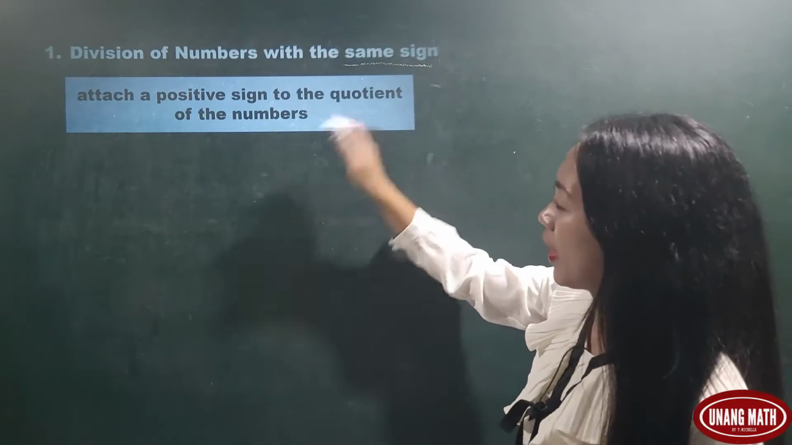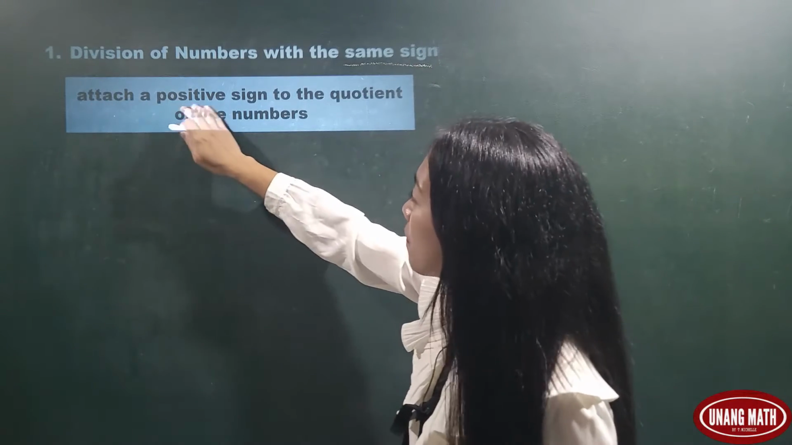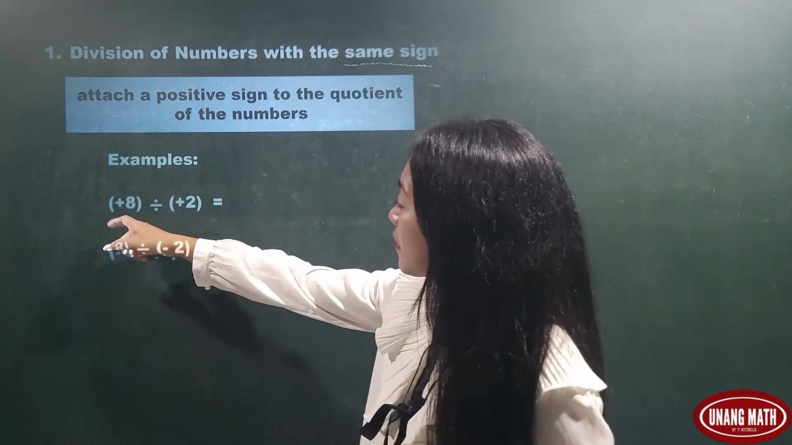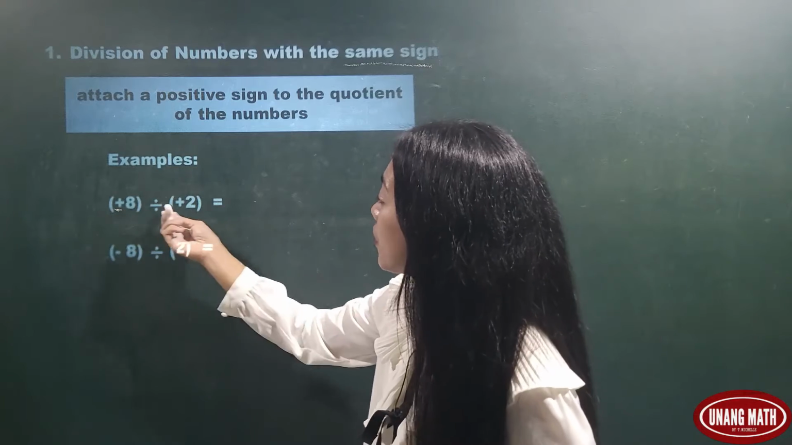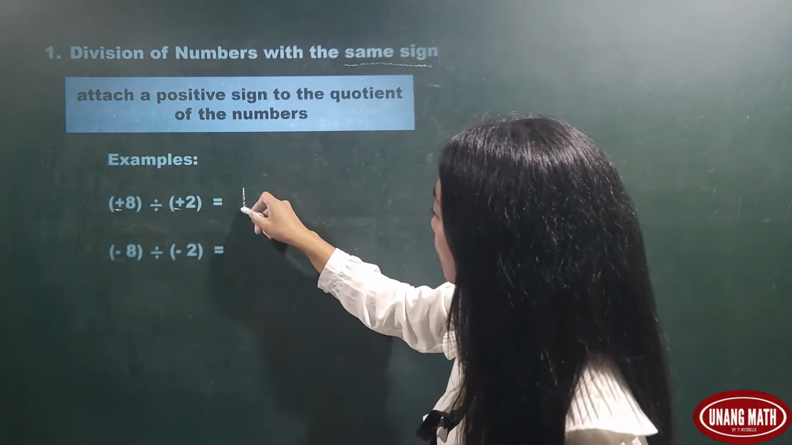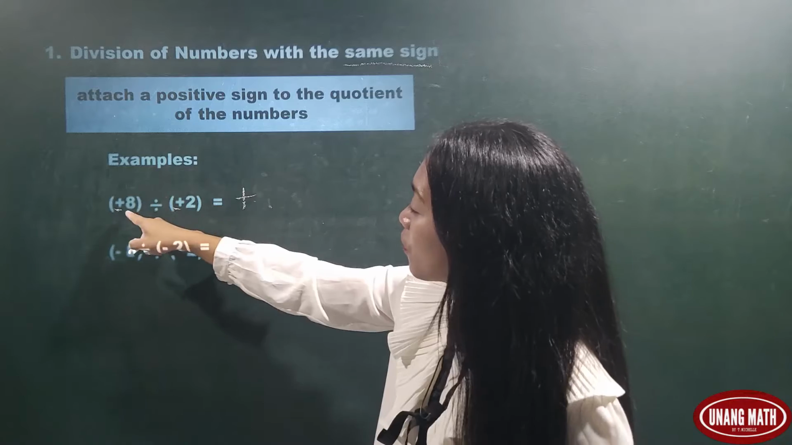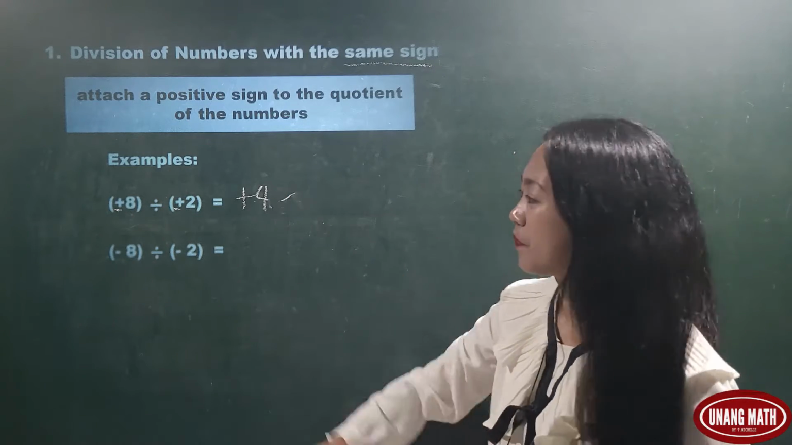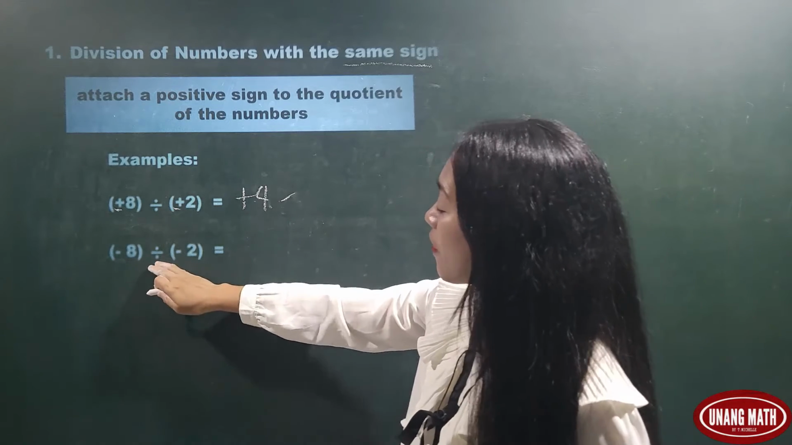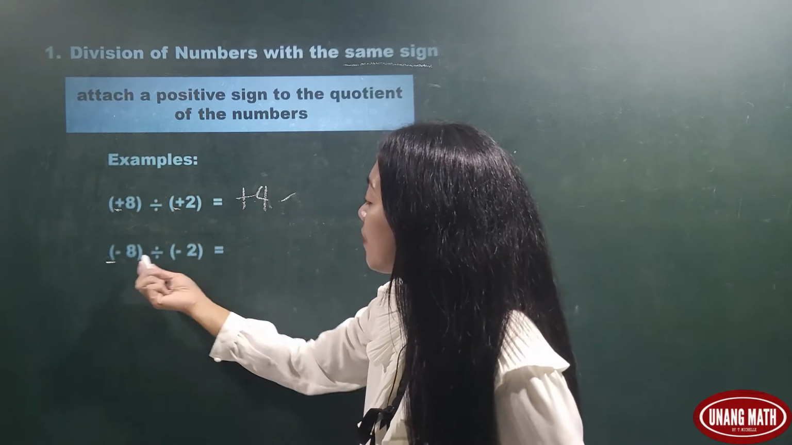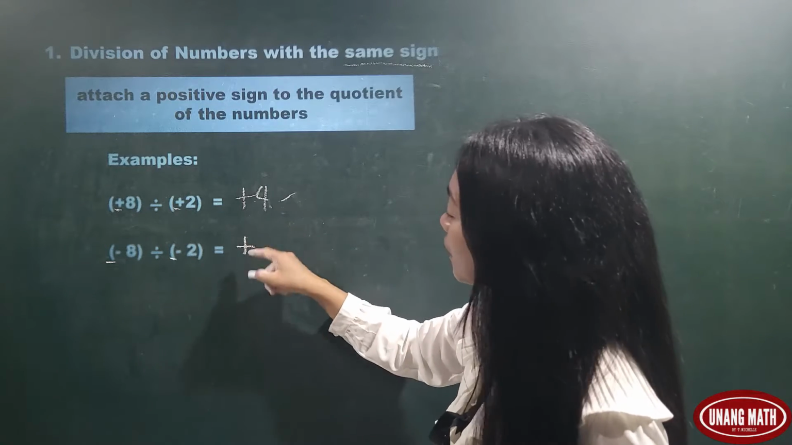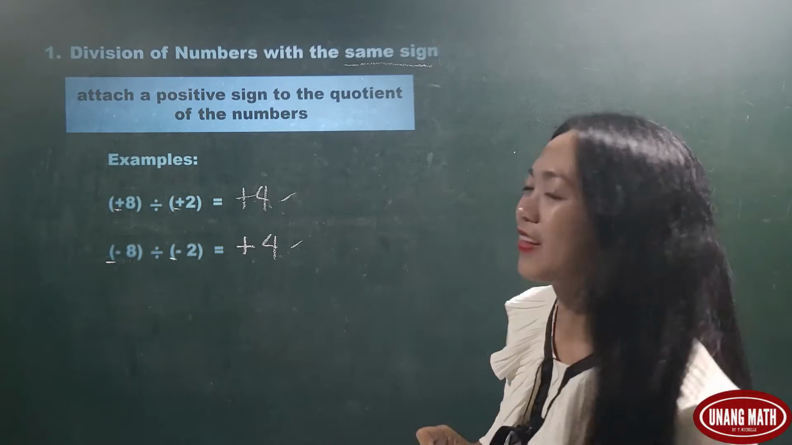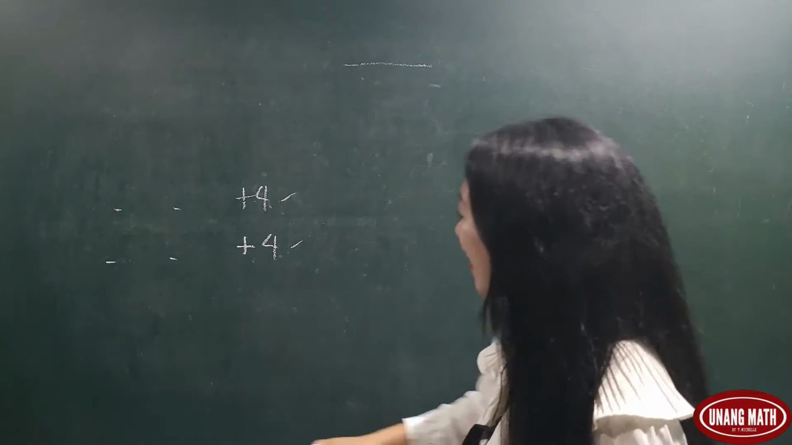What we need to do is attach a positive sign to the quotient of the numbers. Example, positive 8 divided by positive 2. Same sign. So we just need to attach a positive sign to the quotient of 8 and 2. 8 divided by 2, 4. So we have positive 4. Next example, negative 8 divided by negative 2. Same signs. So attach a positive sign to the quotient of 8 and 2. 8 divided by 2, 4. So positive 4. Okay, let's move on.